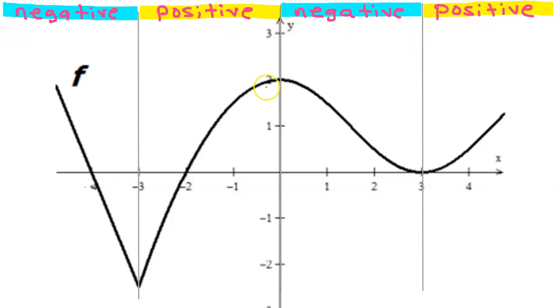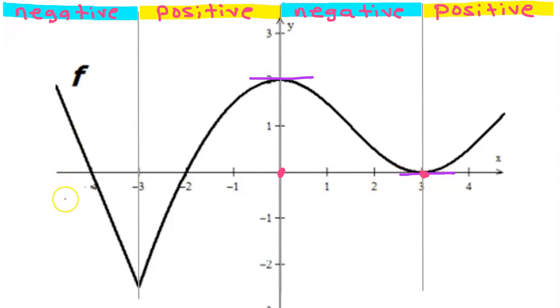One more thing. f prime represents the slope of this graph. So it would be helpful to know where the slope is 0. Look for those horizontal tangent lines, and I see one here and I see another one here. That means the slope at these x values will be 0. Therefore, f prime will be 0 here and 0 here. So in a minute, when we make the graph of f prime, it's got to pass through these 2 points.